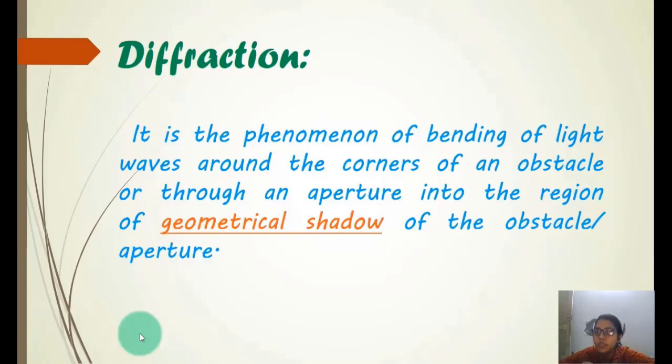Whenever an obstacle or aperture is placed in the path of the light, what will happen? The light will not pass straight through the obstacle; it will bend through the corners of that obstacle, so there will be a region where the light should not reach, but the light will reach there. Similarly, the case will be with the aperture: the light will bend through the corner of the aperture, and it will reach the region where it should not. Let me move to my next slide first.